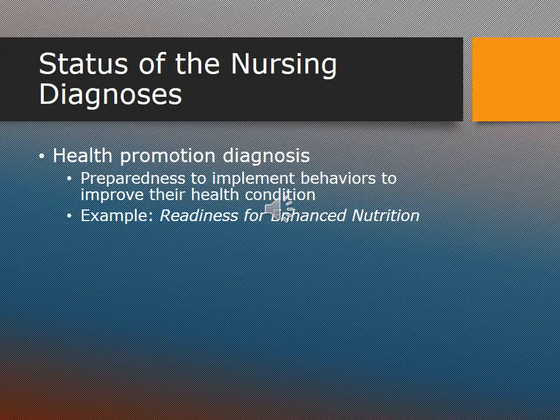Our second type of nursing diagnosis is a health promotion diagnosis, and that really just is preparedness to implement behaviors to improve their health condition. So they're at a spot where they want to improve. They're already probably a healthy person, but they want to have a higher level of wellness. Unfortunately, in most clinical settings, this is not going to be our priority because there is a problem going on, or at least a risk going on.